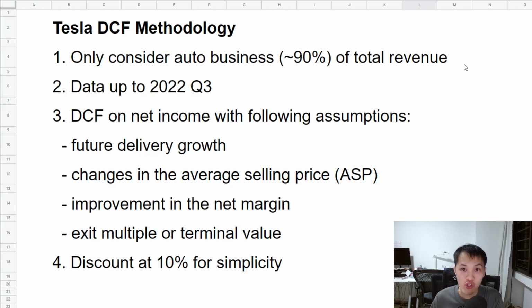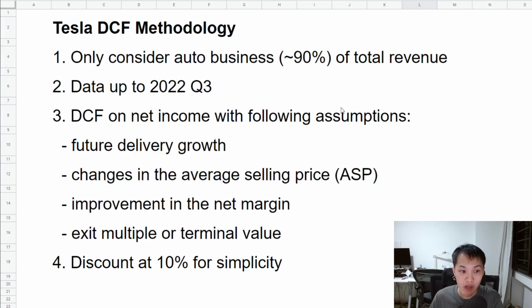Let's talk about the methodology first. In these calculations, I will only consider the auto business from Tesla, which is about 90% of their total revenue. The data is up to 2022 Q3. The DCF is based on the net income, meaning that I take the net income and then discount it back to arrive at the intrinsic value calculations.